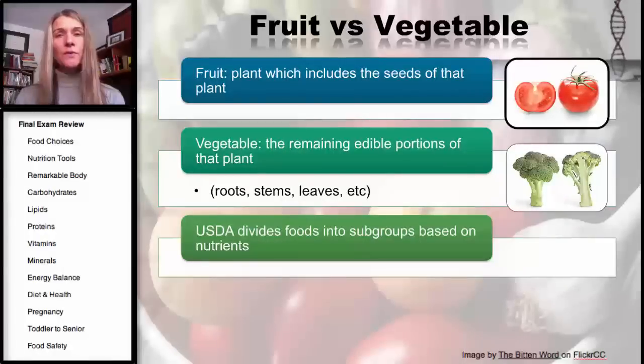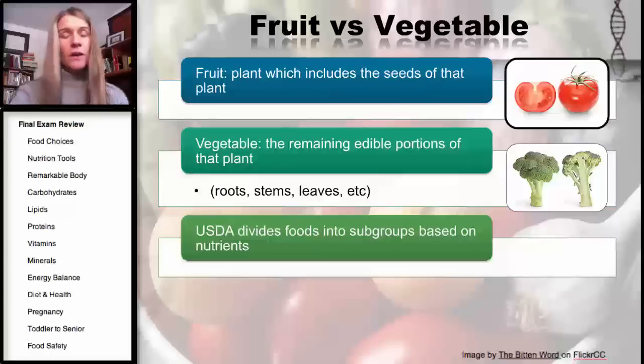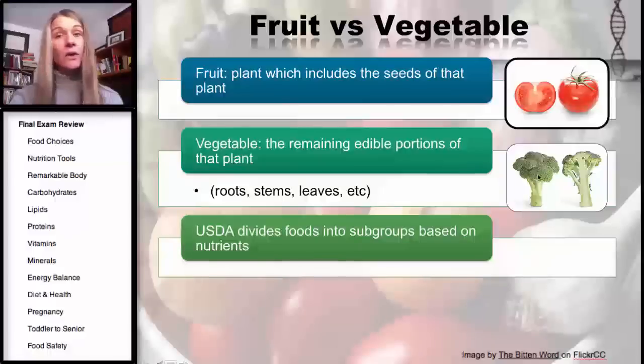If we think about a fruit versus a vegetable, we know that a fruit is a plant part which includes the seeds of that plant. I always use the tomato as a great example because you have this plant and then the seeds are within that plant. We usually think of a tomato as a vegetable, and every cook still would. So this is more of a botanist definition versus a culinary definition. Every other part of the plant is the vegetable. So the roots and the stems and the leaves, and the flower. The broccoli is the flower. So that's going to be a vegetable.